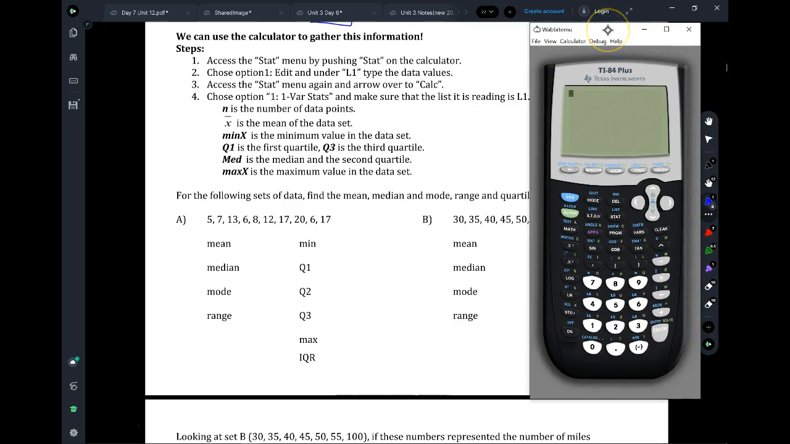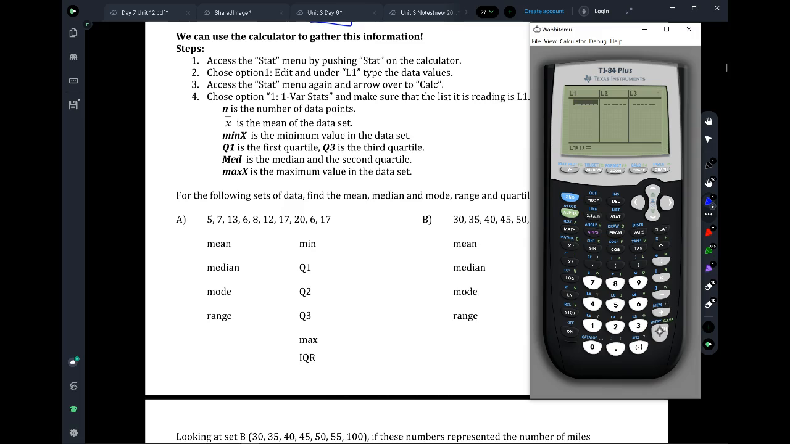So if I read the instructions here, it says access the stat menu by pressing the button stat. Oh, fancy that. It's right here. It says stat. So I'm going to click on that button. So hopefully it takes you to this list. And it says choose option 1, edit. So I'm going to hit enter so I can edit my list.